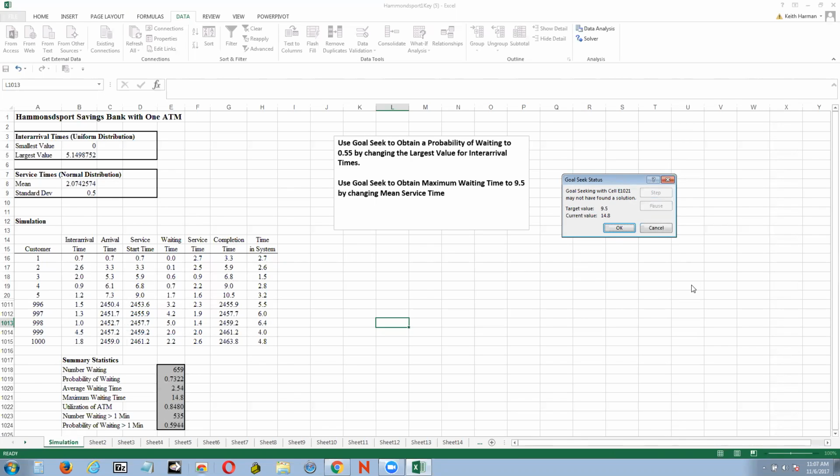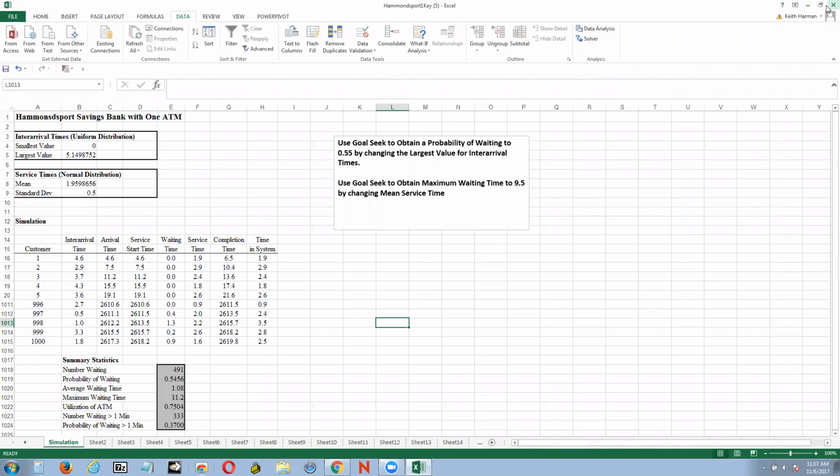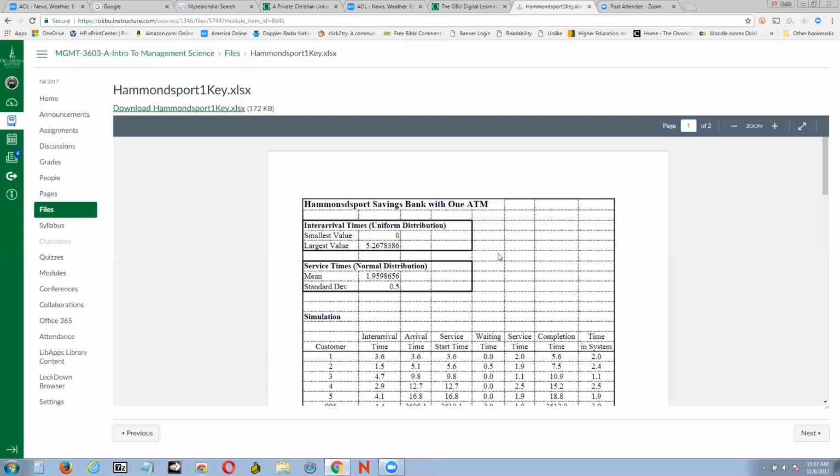And to get the target value of 9.5, we're not able to do that. We end up at a current value of 14.8. So we see a limit there in terms of the simulation and what we can do. So that's Hammond's port number 1. That's really all you had to do. Now I'm going to cancel this off and I'm going to close Hammond's port number 1. I've got it there for everybody. I published it this morning.